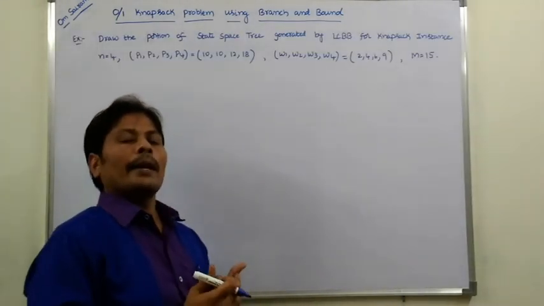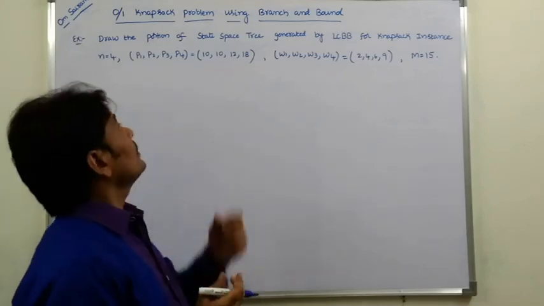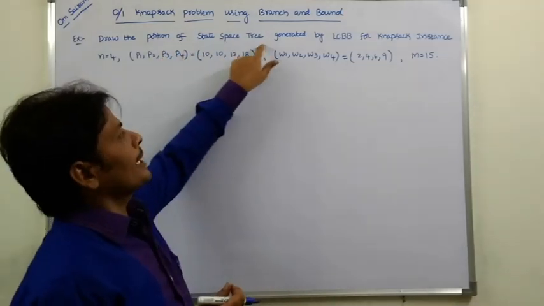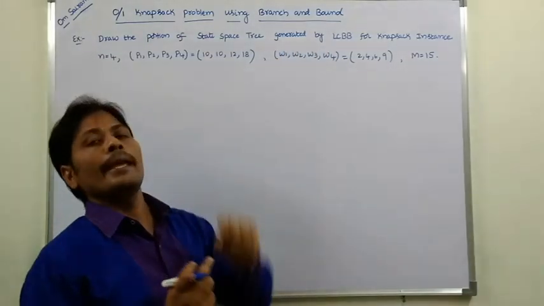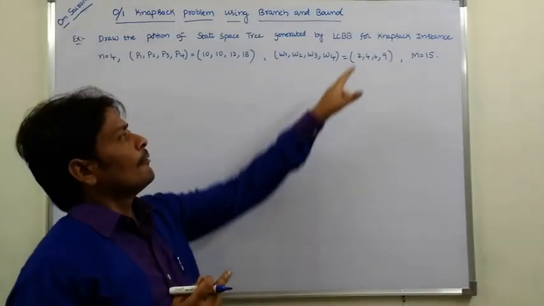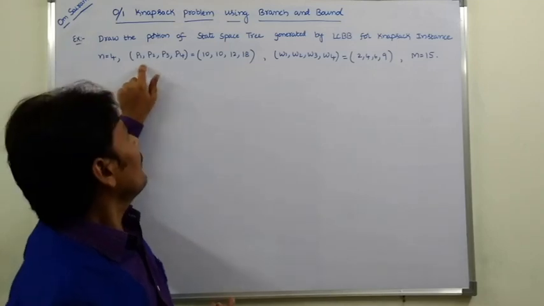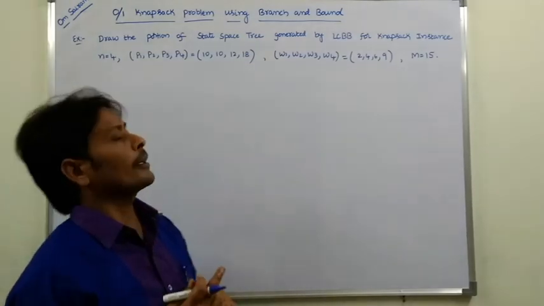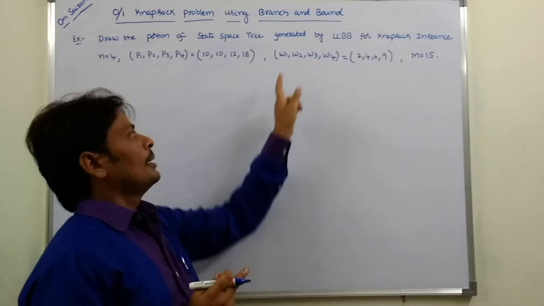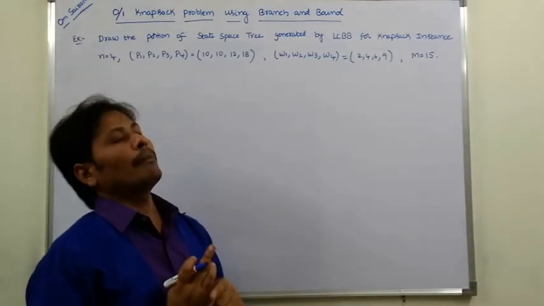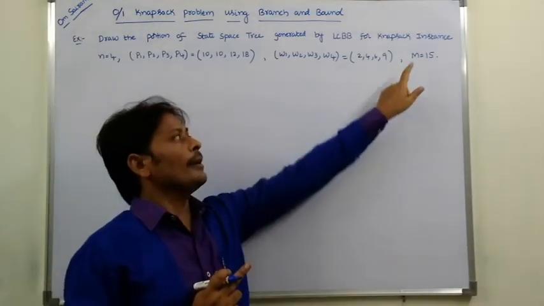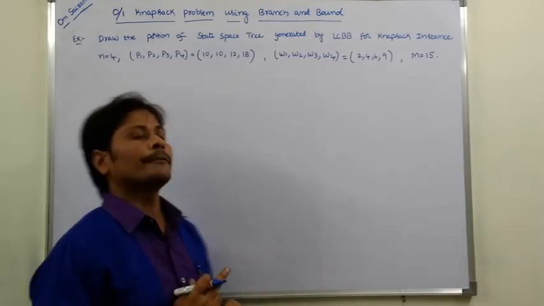So this is the given example problem. Draw the portion of state space tree generated by LC branch and bound for the knapsack instance n is equal to 4, p1, p2, p3, p4 are 10, 10, 12, 18, w1, w2, w3, w4 are 2, 4, 6, 9, and m is equal to 15.